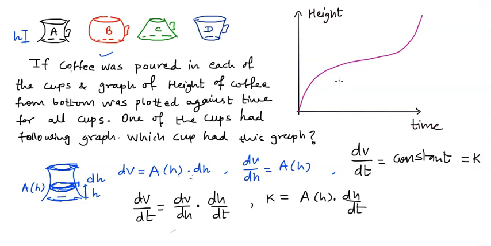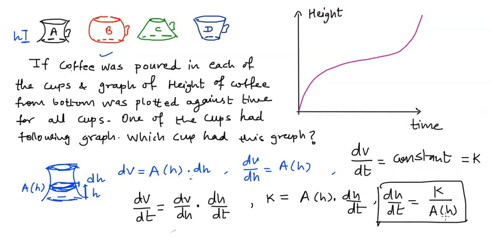Now, in order to guess what shape the cup has, we need to look at dh by dt values. Once we have the graph, we can see dh by dt values and compare them with the different slopes that we get on the graph. So this gives us dh by dt equal to some constant k divided by A(h). Obviously now you see that dh by dt is k by A(h).